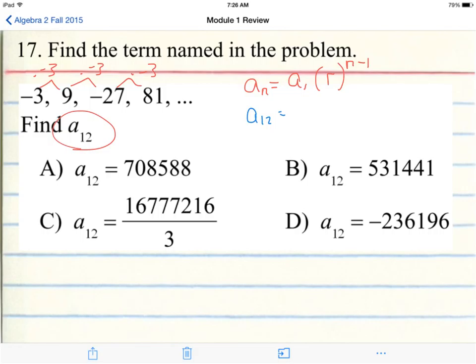So A1 is -3, and r is also -3, and I want to raise that to the 12 minus 1. And we get 531,441.